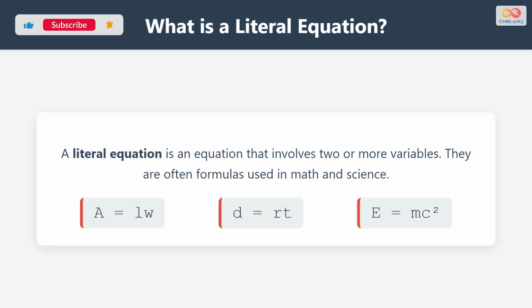So, what exactly is a literal equation? Simply put, it is an equation where variables represent known values. You see these all the time in science and math, like area equals length times width, or distance equals rate times time.